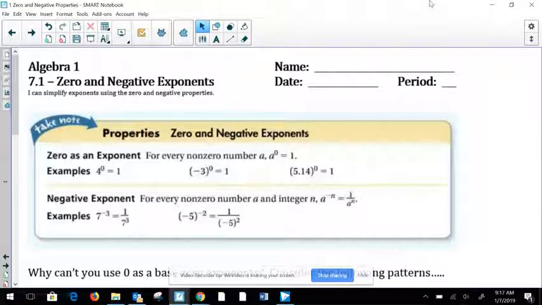Hi everybody, welcome back. Today we're going to be learning about some of our exponent properties. We're going to focus on our zero and negative exponent properties.